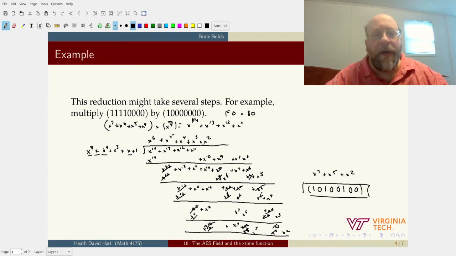But we had to divide 1, 2, 3, 4, 5 times to get this down to the right degree. Okay?